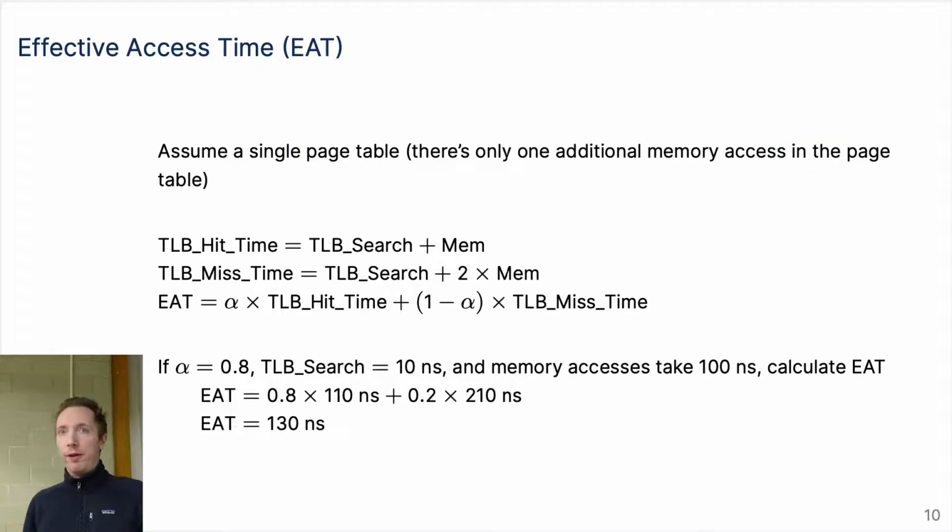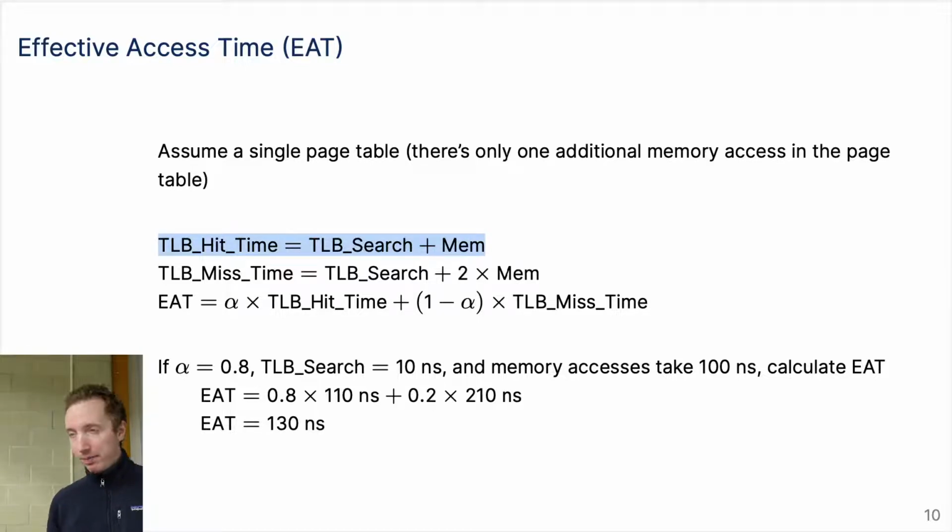So remember, one of our goals was to make things really, really quick and make it appear that using virtual memory is just as fast as physical memory. So since there's a cache, we can calculate whatever our effective access time is. In this case, we could assume a single page table, so there's only one additional memory access if we miss.